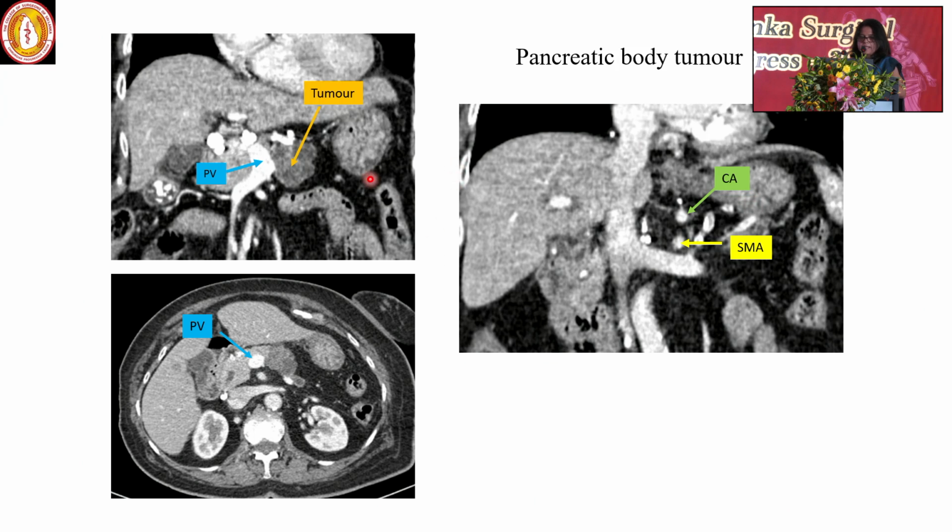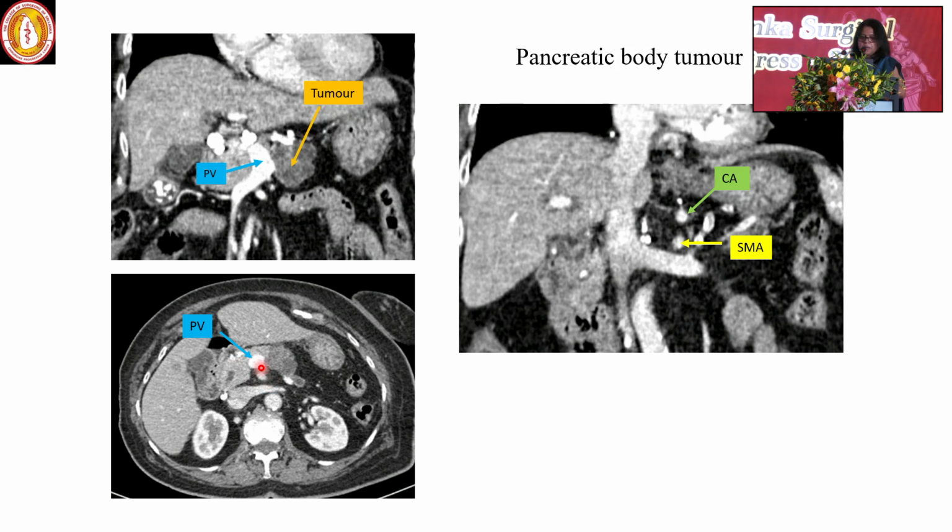So this is a pancreatic body tumor. You can see this is the coronal plane, CT, pancreatic body tumor. Here you can see the portal vein. This is a superior mesenteric vein, and the tumor is in contact in the coronal plane. In the axial plane you can see it is less than half the circumference, like 45 to 50 degrees in contact.